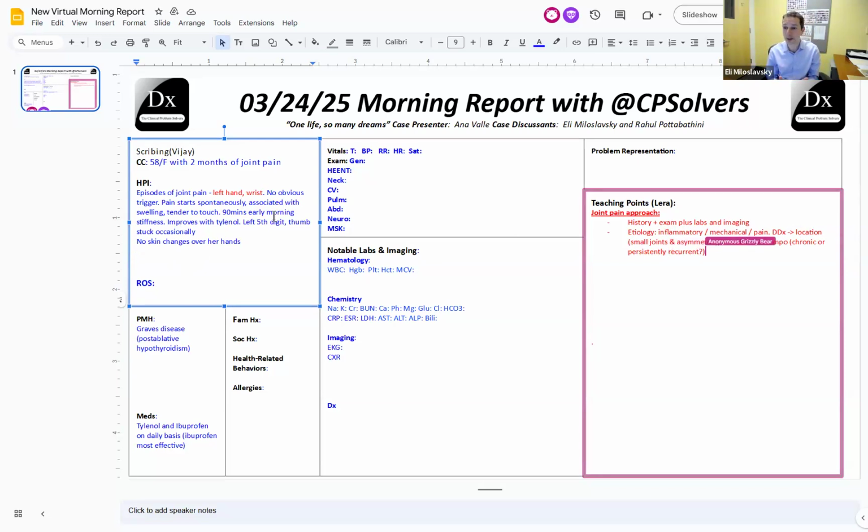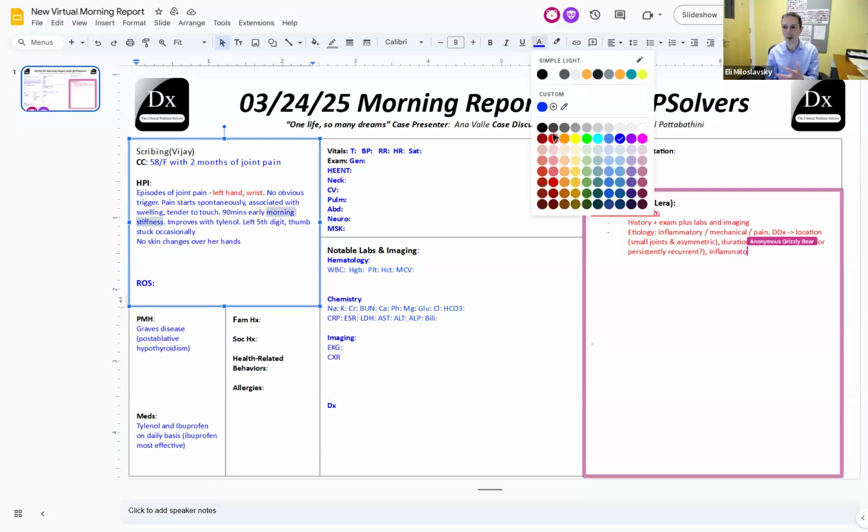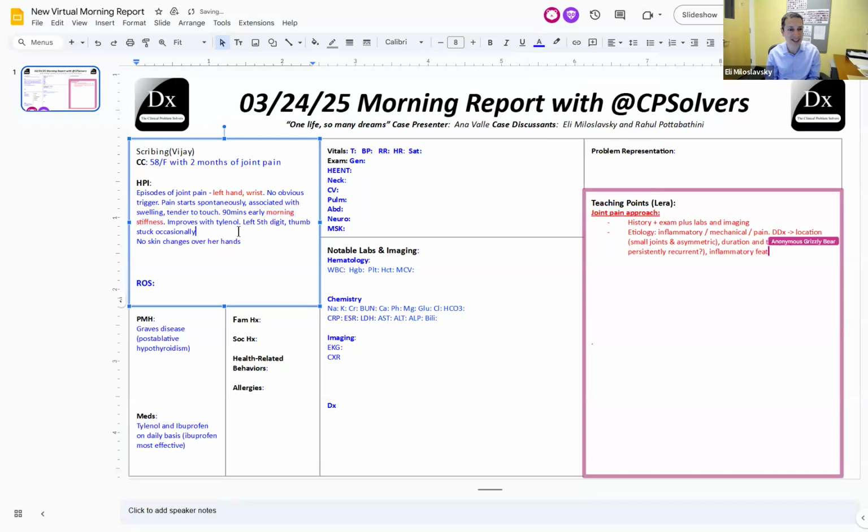Then I think about inflammatory features, and Dr. Valle brought up the prominent morning stiffness lasting more than half an hour, 90 minutes in this case, the subjective swelling, which is helpful, particularly if pictures are present, because swelling can come and go.